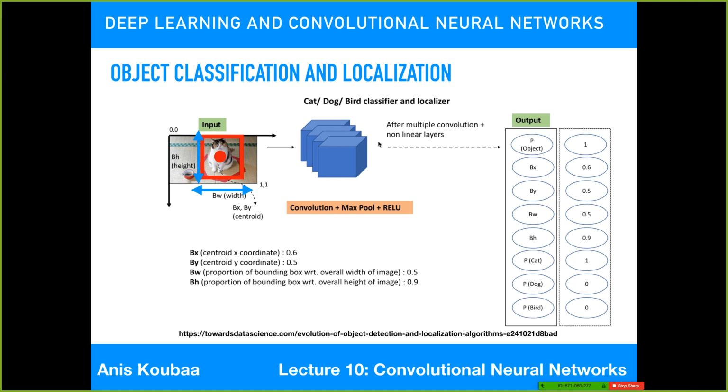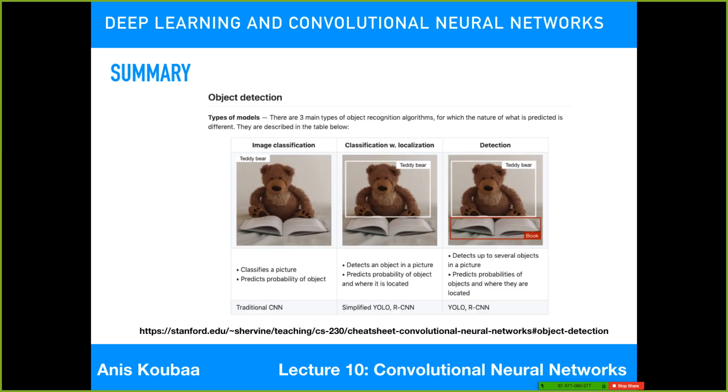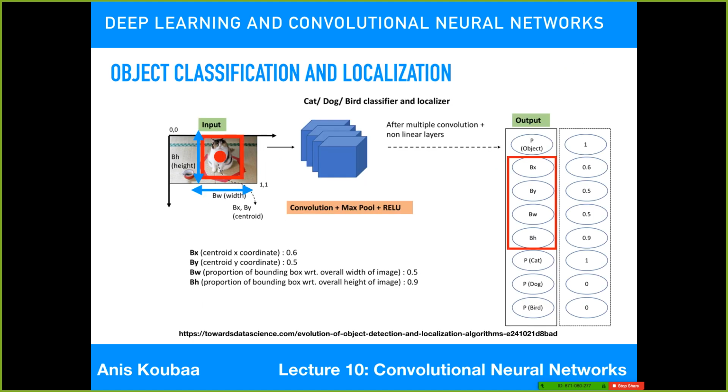And again, we are going to use a convolutional neural network that will output this information after multiple convolution and nonlinear layers. So we will use the same principle. What is going to change is the output. Here the output was only a softmax function providing 3 probabilities, but we are going to add to these 3 probabilities the bounding box coordinates, width, and height, and also whether there is an object detected or no object detected. Is it clear until now?